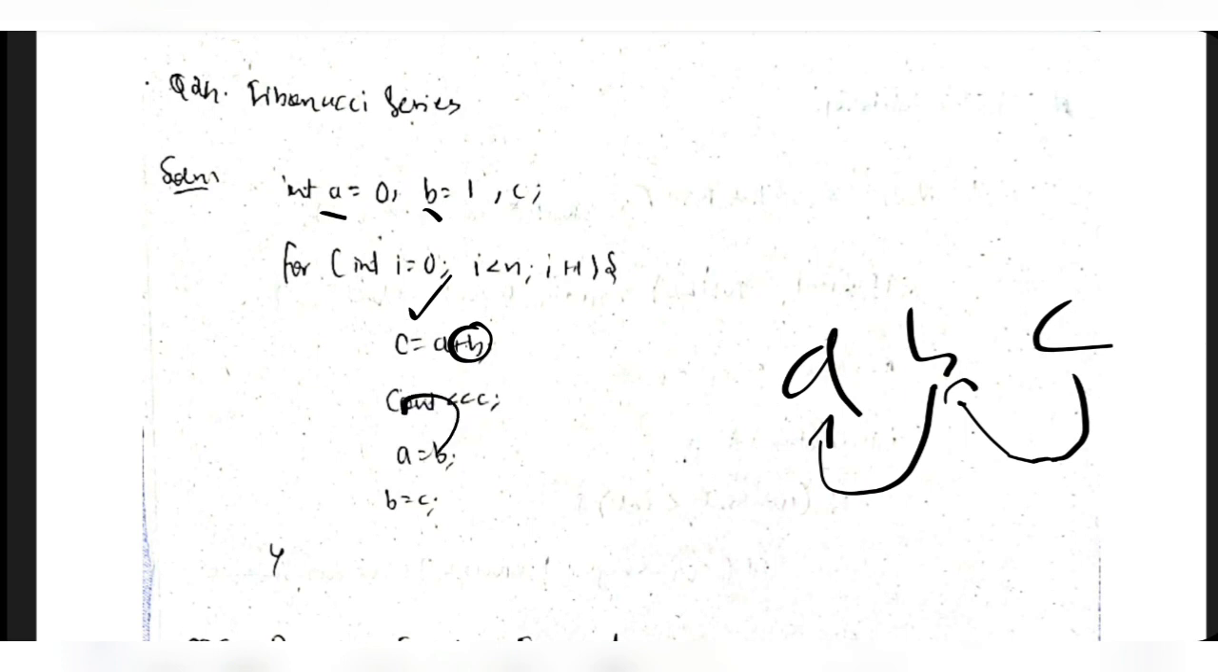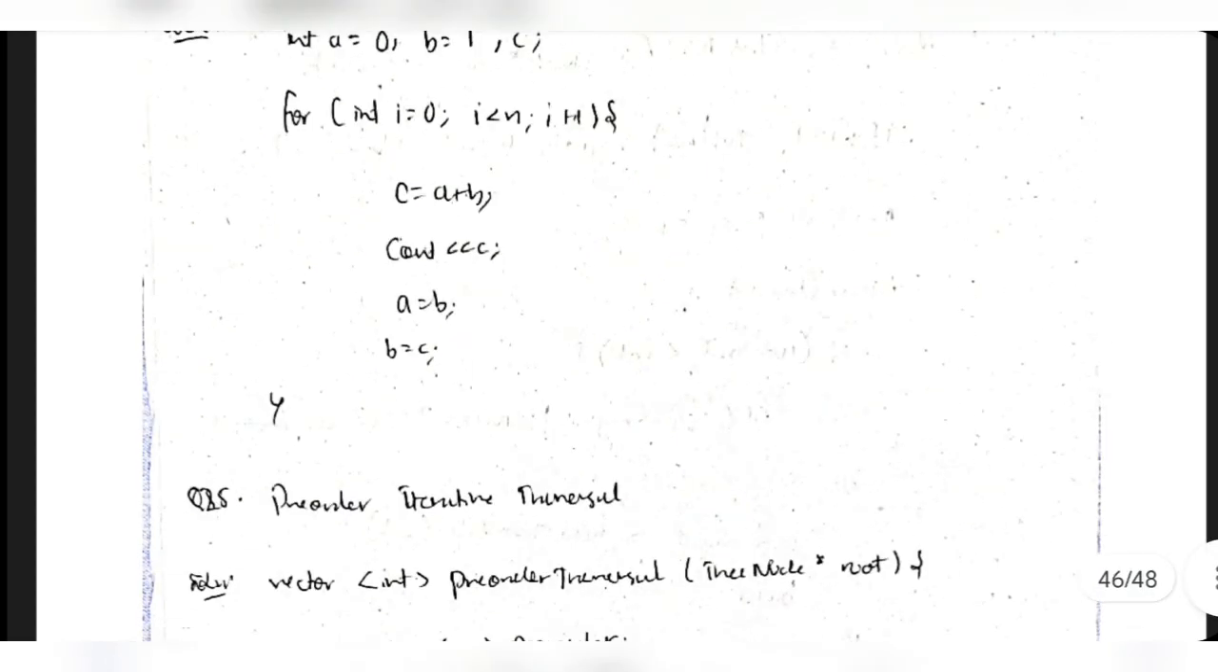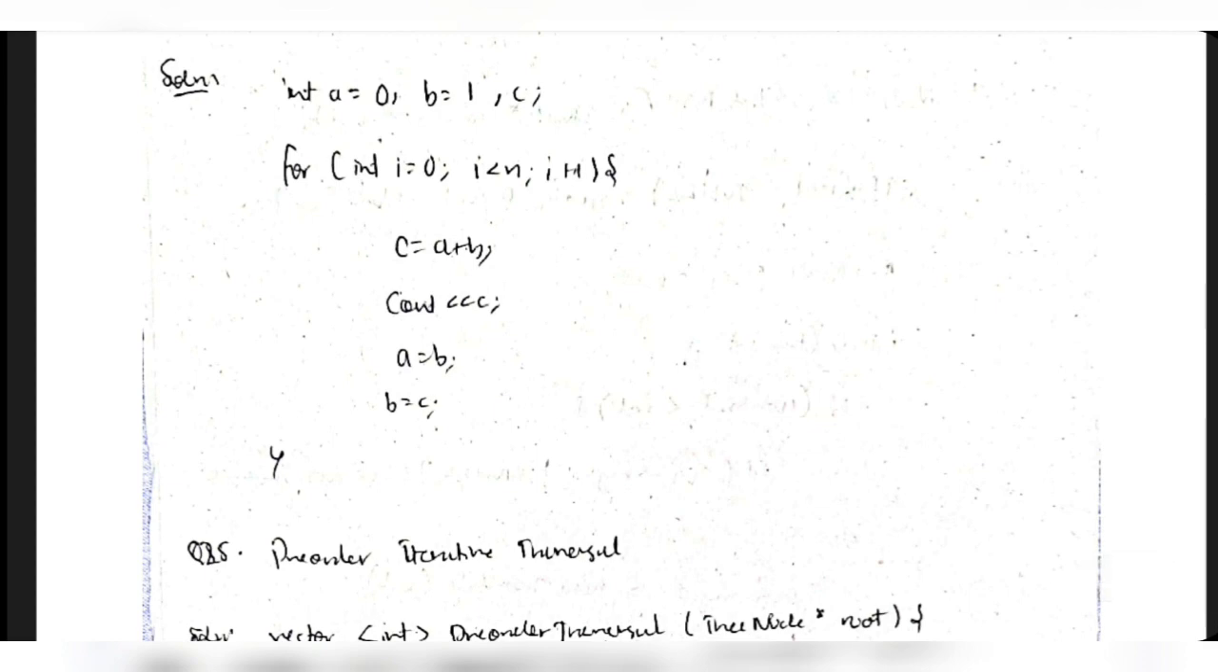So B will come in A, and C, which is A plus B, will come in B for the next iteration. Like that, we do it in a for loop, n times for the nth Fibonacci number, and then in C we will have the answer. So we'll be returning C. Okay, I forgot to write return C, but that's the final code.